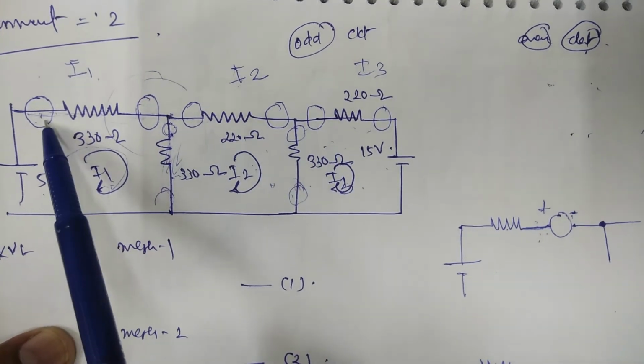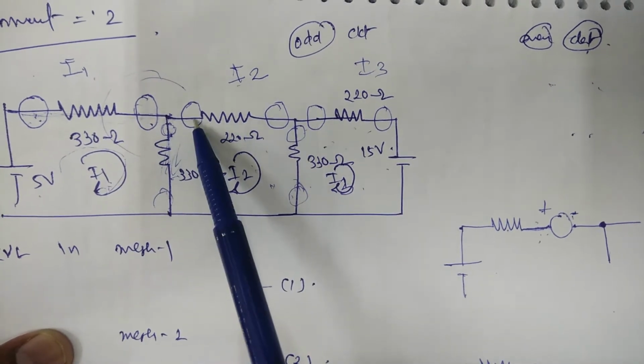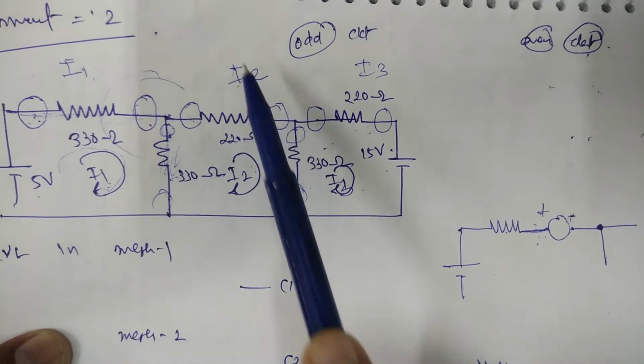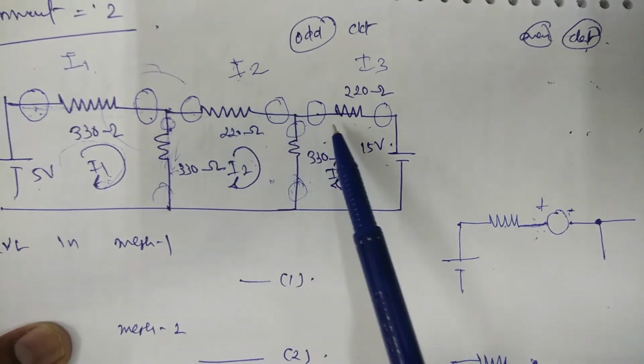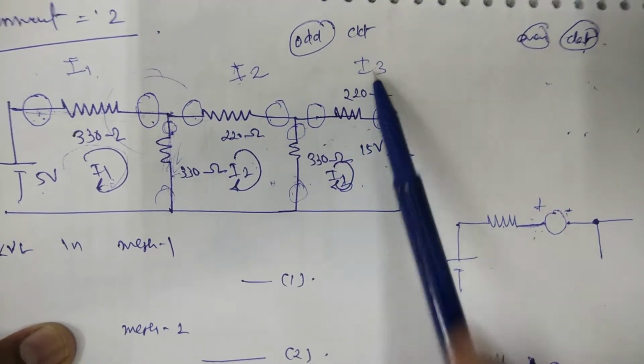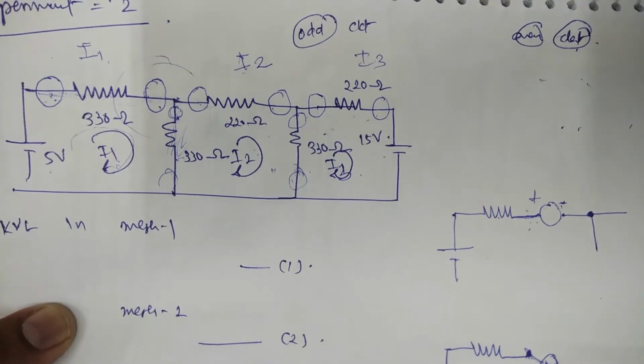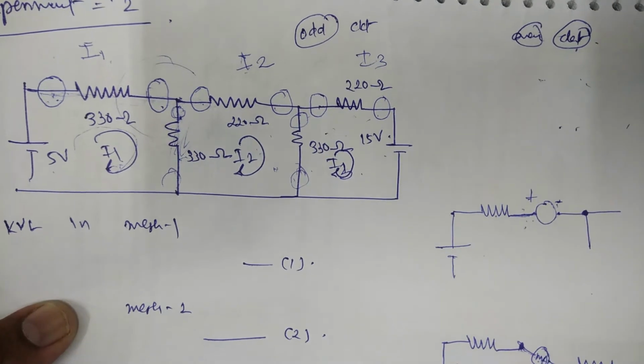So I can connect the ammeter over here or over here to find out the value of I1. I can connect the ammeter over here or over here to find out the value of I2. I can connect the ammeter from here as well as here to find out the value of I3. The circuit connection is more or less the same compared to the previous circuit.